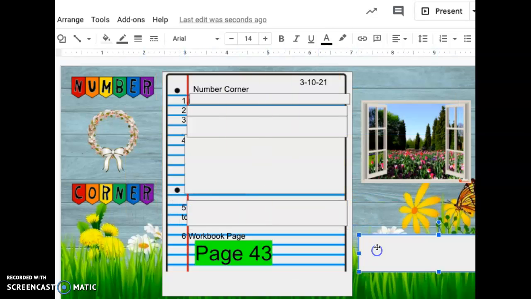Alrighty, and number 6 is your workbook page. We've had a lot of workbook pages this month. And for number 6, we are working on page 43 in our workbook. So you'll notice when you turn your work in that there will be 2 things to turn in. We'll have 1 through 5 on our paper, and then your workbook page 43 as well.